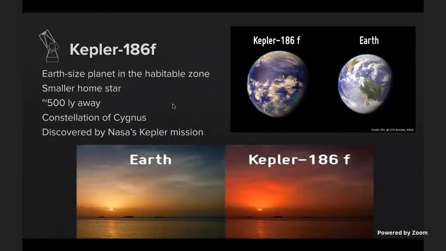Well, the answer is yes. Kepler 186f is one of the few Earth-sized planets that is in the habitable zone. Its home star is smaller and cooler than our sun, and it takes 130 days for this planet to orbit around its own star. This planet was discovered by NASA's Kepler mission, and it is about 500 light years away from Earth in the constellation of Cygnus.